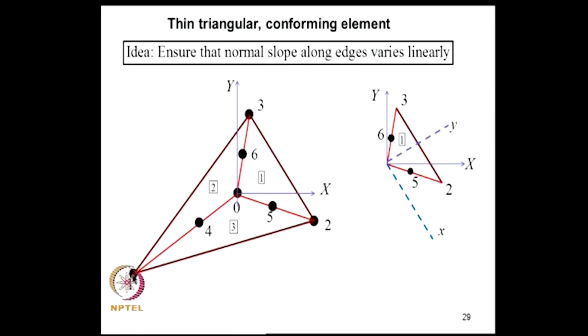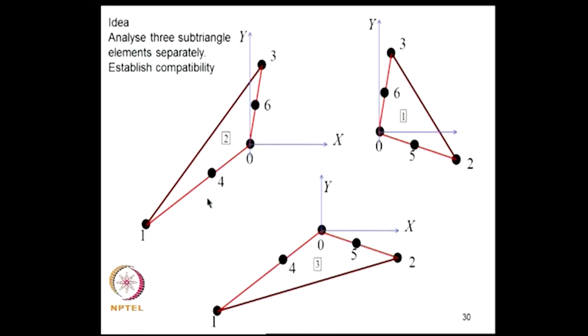The numbering is opposing node 1, I have element 1; opposing node 3, I have element 3; and similarly opposing node 2, I have element 2. If you now consider these 3 elements separately, the basic idea is we will perform the analysis of these 3 elements separately and establish compatibility conditions. Obviously the nodal degrees of freedom at 1, 2 and 3 must match. So this 3 must be the same as this 3, this 1 must be the same as this 1, 2 must be the same as this. Similarly, theta 0 at the 3 places should be the same.